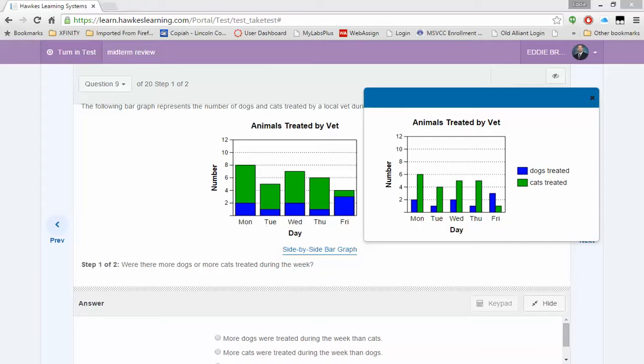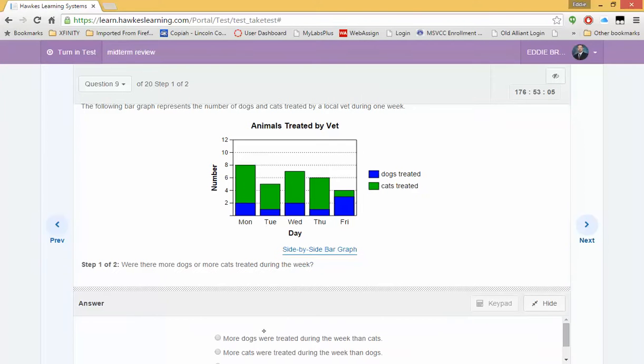Okay. So if I wanted to add up the number of dogs, it looks like it's going to be 2 plus 1 plus 2 plus 1 plus 3. So that's going to be 9. So we got 9 dogs that were treated. Cats, it's going to be 6 plus 4 is 10. Well, we have more right there. We have a winner, but let's keep going. Plus 5 is 15, plus 5 is 20, plus 1 is 21. So way more cats than dogs.